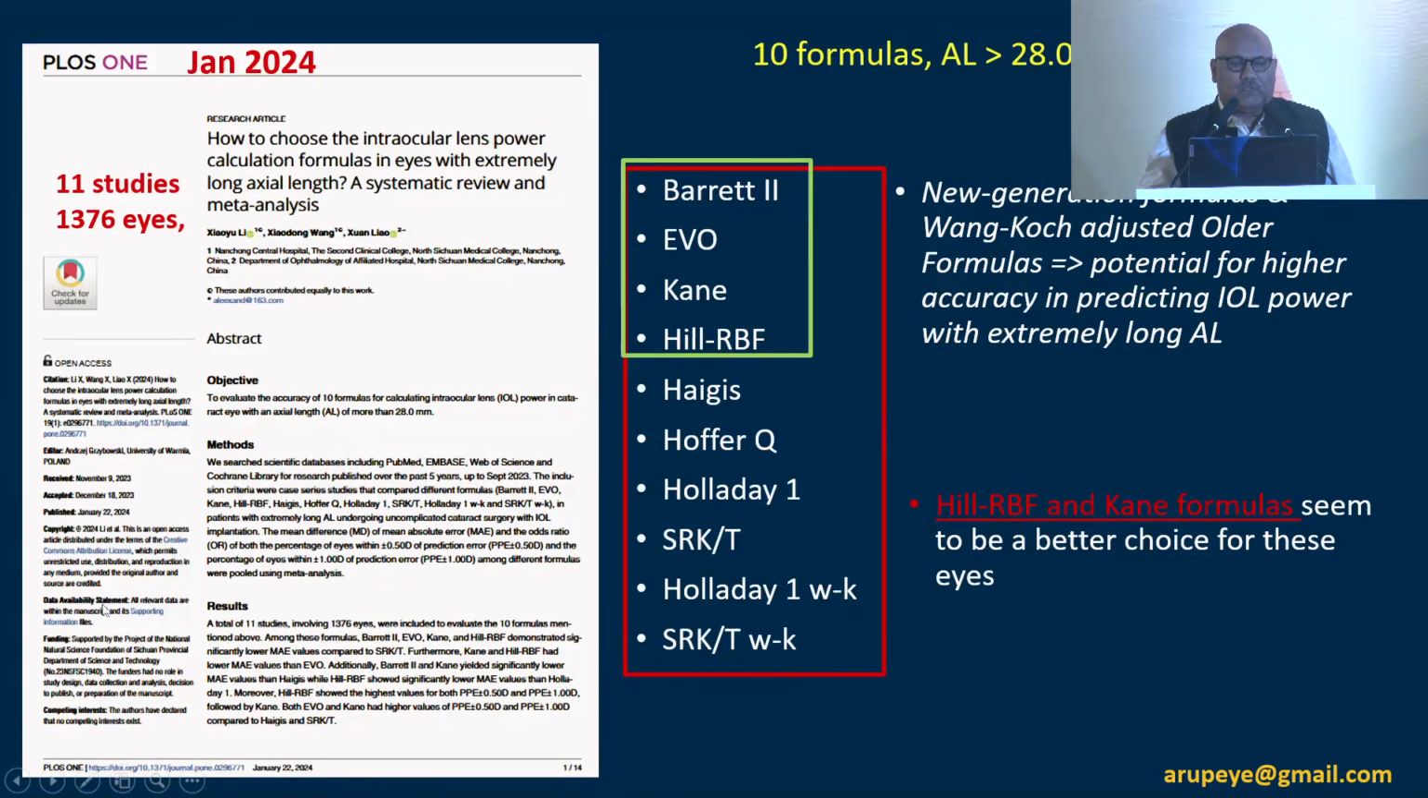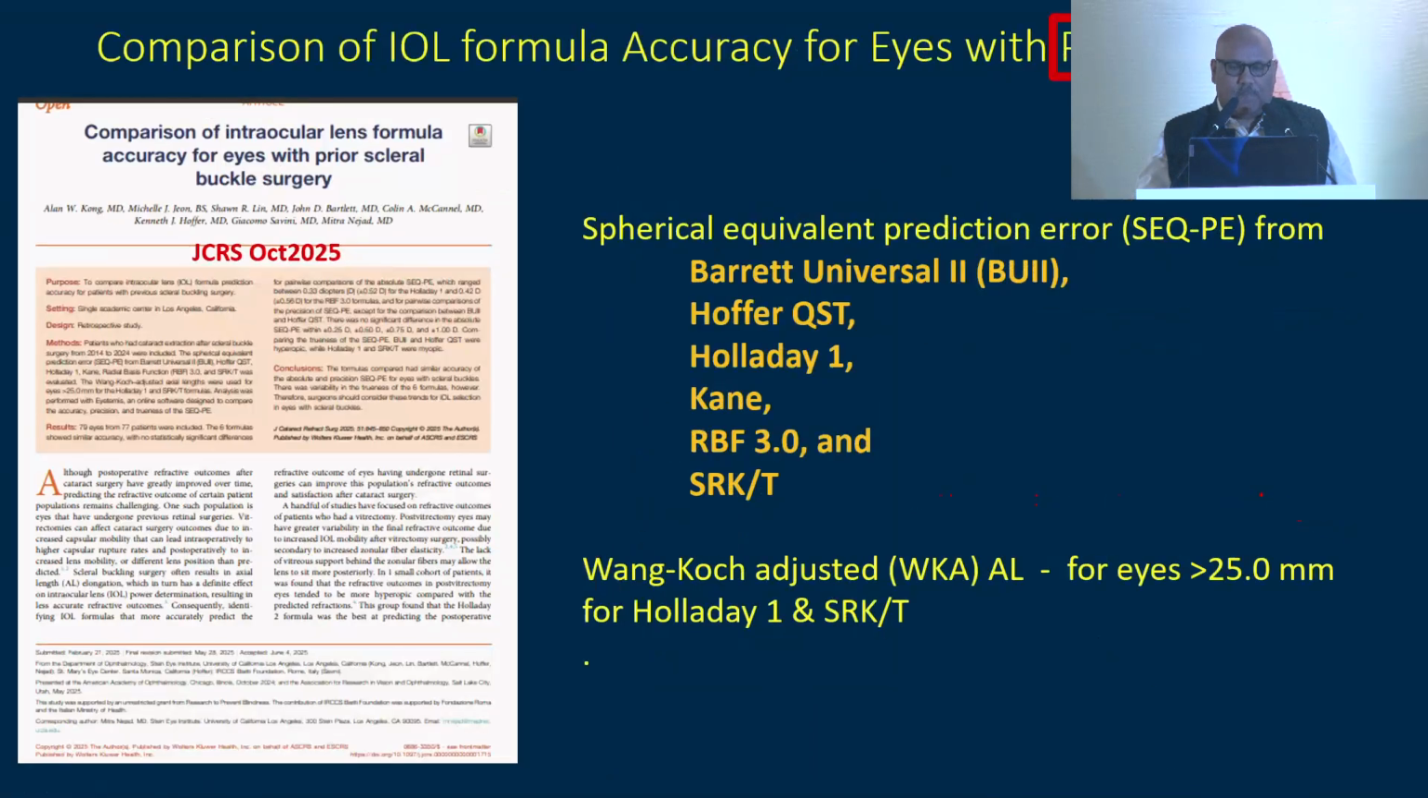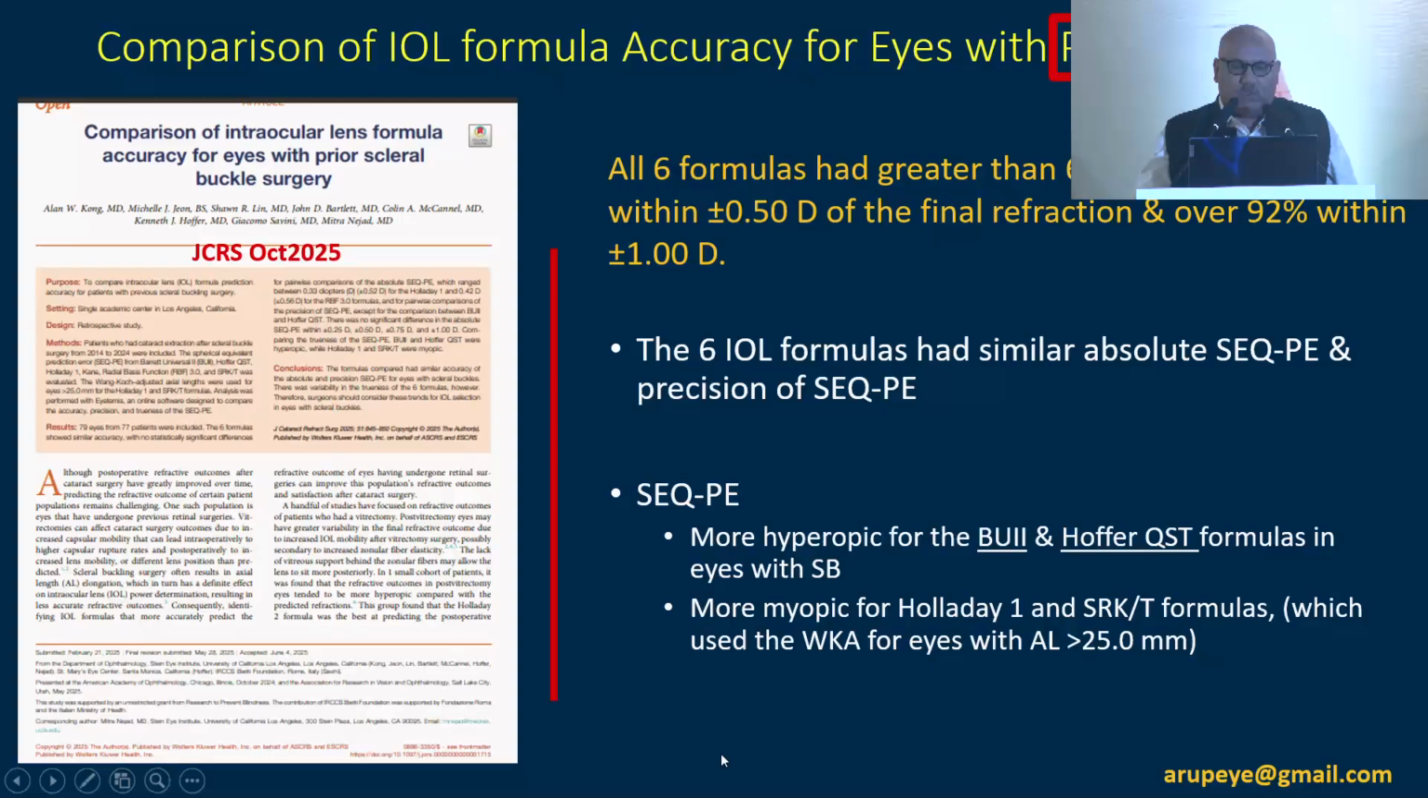So which are the good formulas for this? For example, this particular study published last year, where axial length was more than 28 millimeter, compared the Barrett Universal to EVO, Kane, Hill RBF against the older formulas, and found that Hill RBF and Kane formula are better choices for these eyes. And this is another paper which has just been published online in October. They found that with the Wang-Koch adjusted axial length for eyes more than 25 millimeter, and the newer formulas, all the formulas have done quite well for these eyes.